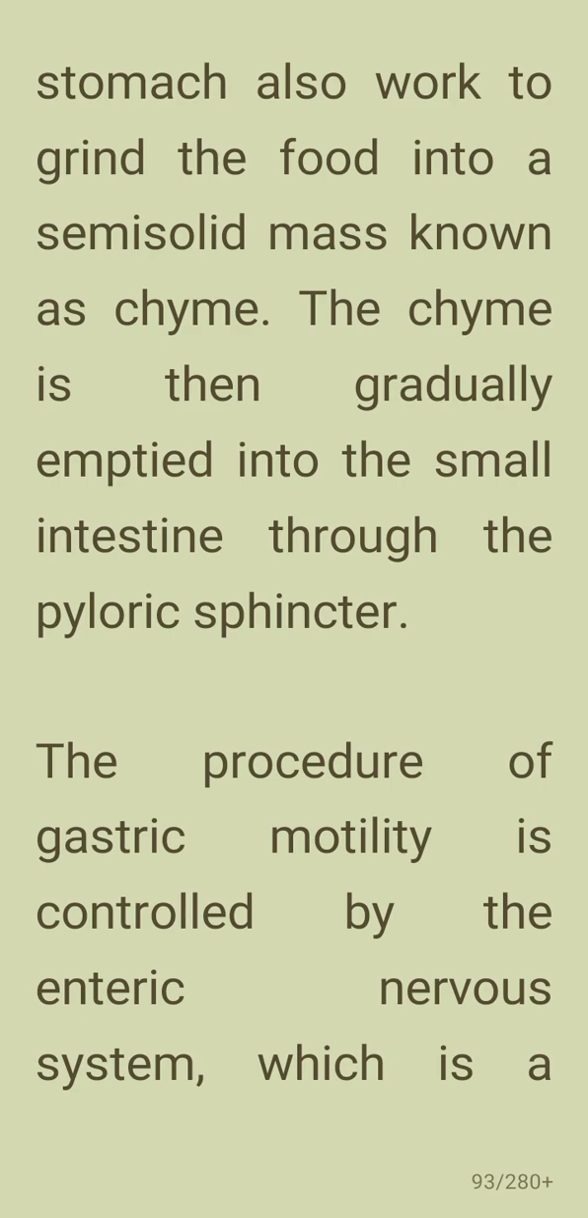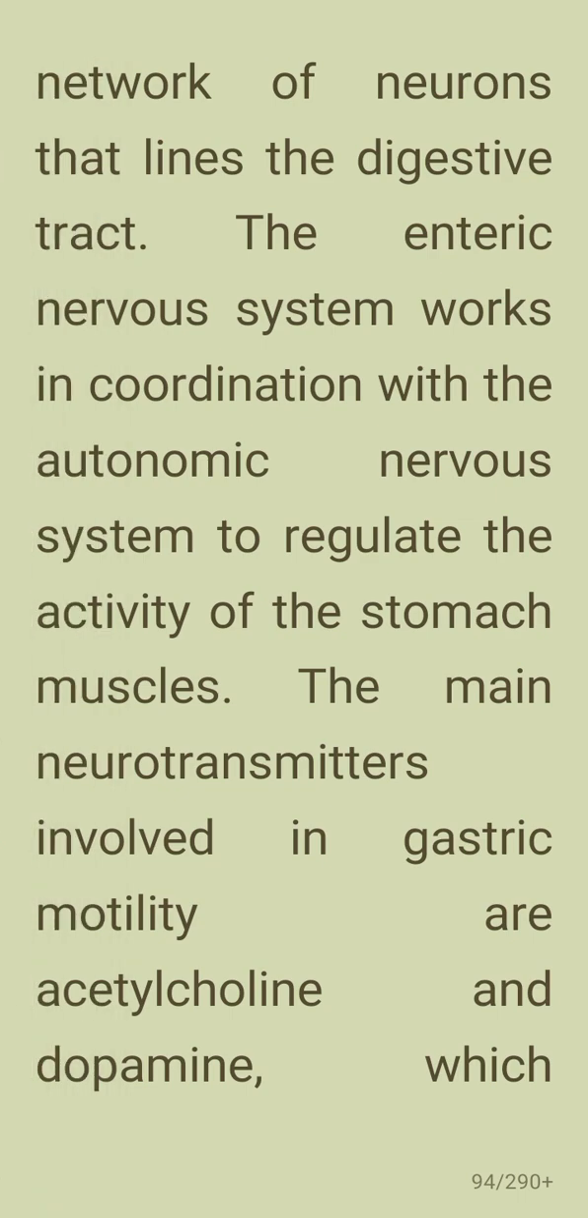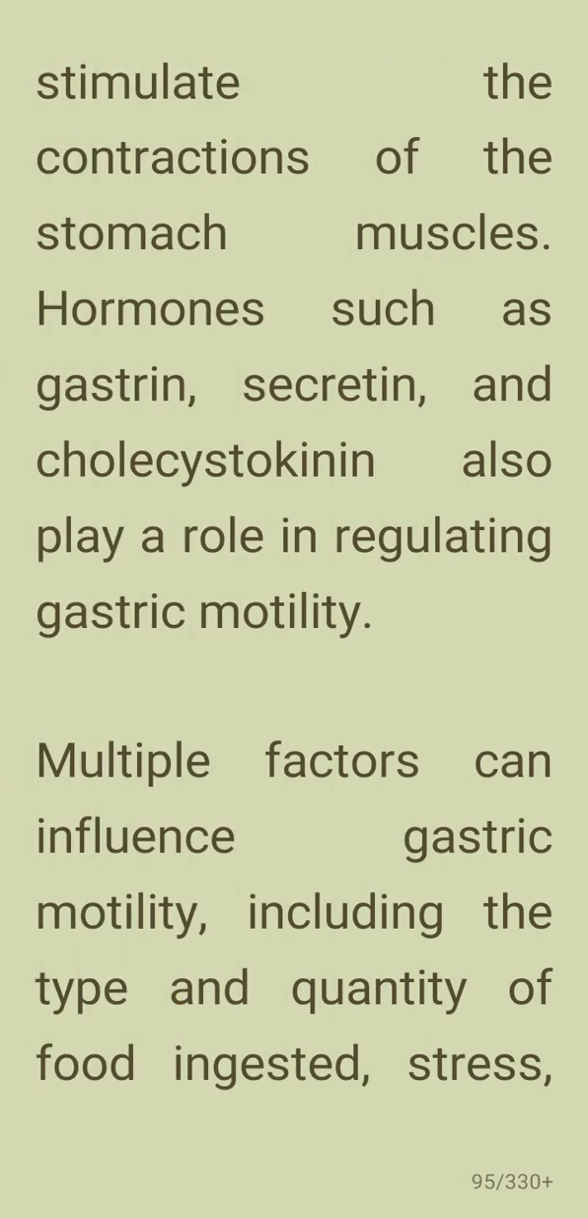The process of gastric motility is controlled by the enteric nervous system, which is a network of neurons that lines the digestive tract. The enteric nervous system works in coordination with the autonomic nervous system to regulate the activity of the stomach muscles. The main neurotransmitters involved in gastric motility are acetylcholine and dopamine, which stimulate the contractions of the stomach muscles. Hormones such as gastrin, secretin, and cholecystokinin also play a role in regulating gastric motility.